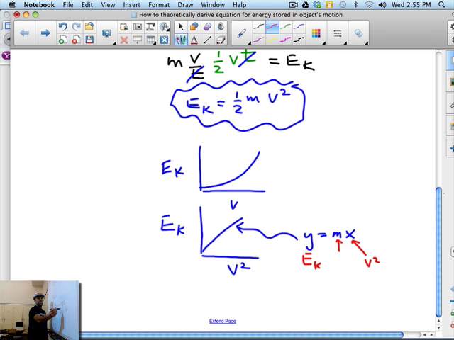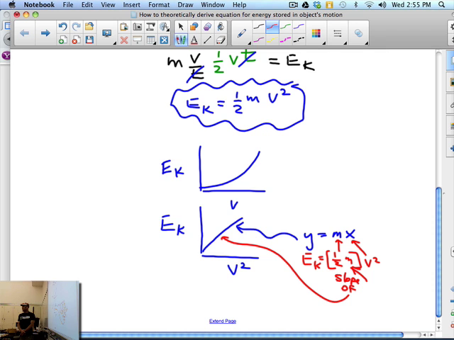So what's m got to be, in terms of your mass? This m isn't mass, this is slope. Do you see how the slope has to be 1/2 m? This is the slope of this graph. Do you see why? You guys good? Yeah.